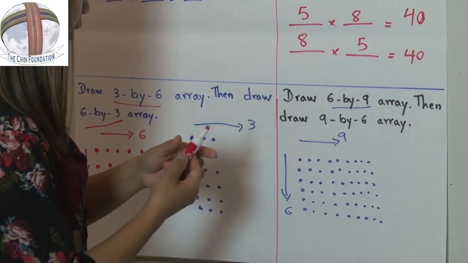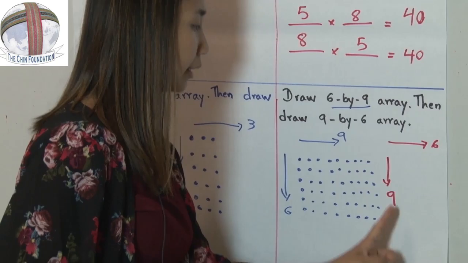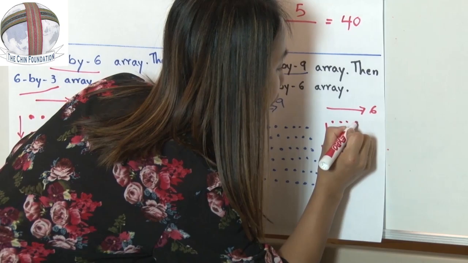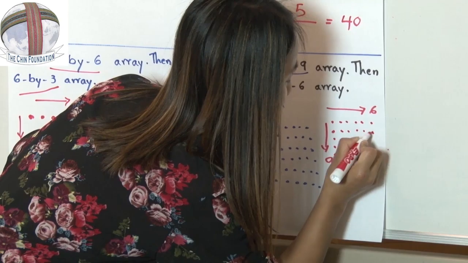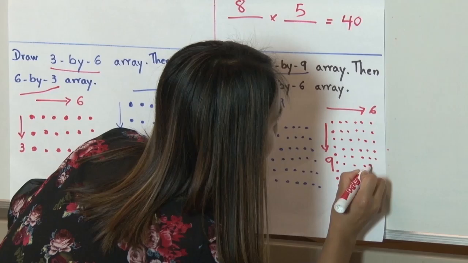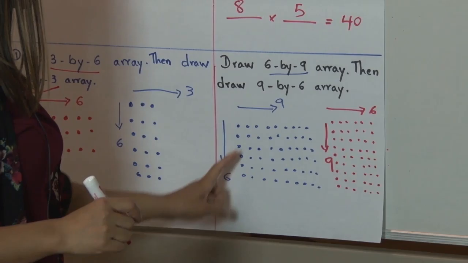Oh, I don't know if I have space. I have room to draw or not. Okay, let's try. 9 by 6. So we need to draw 9 and 6. 1, 2, 3, 4, 5, 6, 7, 8, 9. 1, 2, 3, 4, 5, 6. Okay, so 6 times 9 and 9 times 6 is the same. Okay.